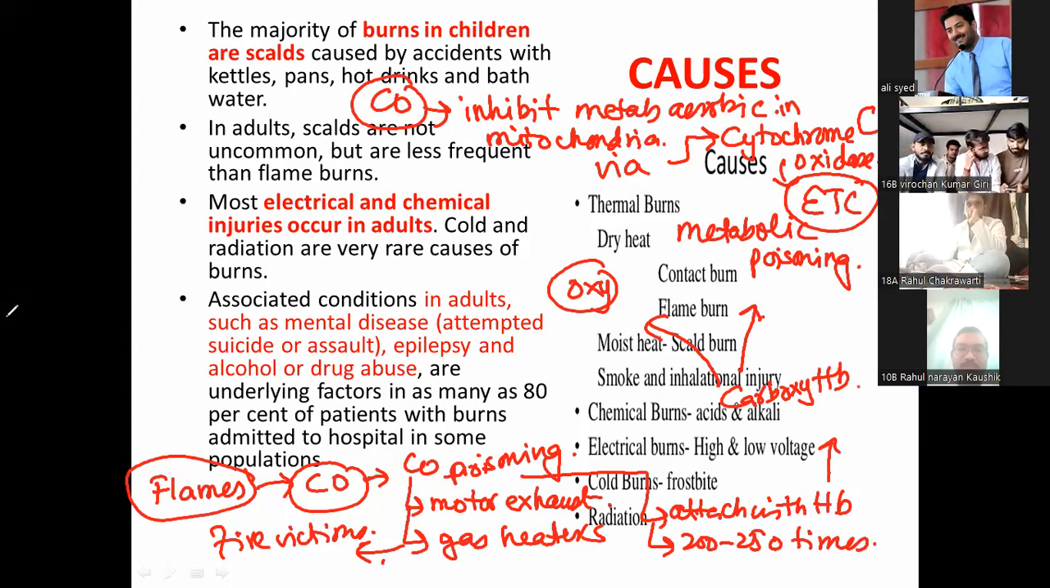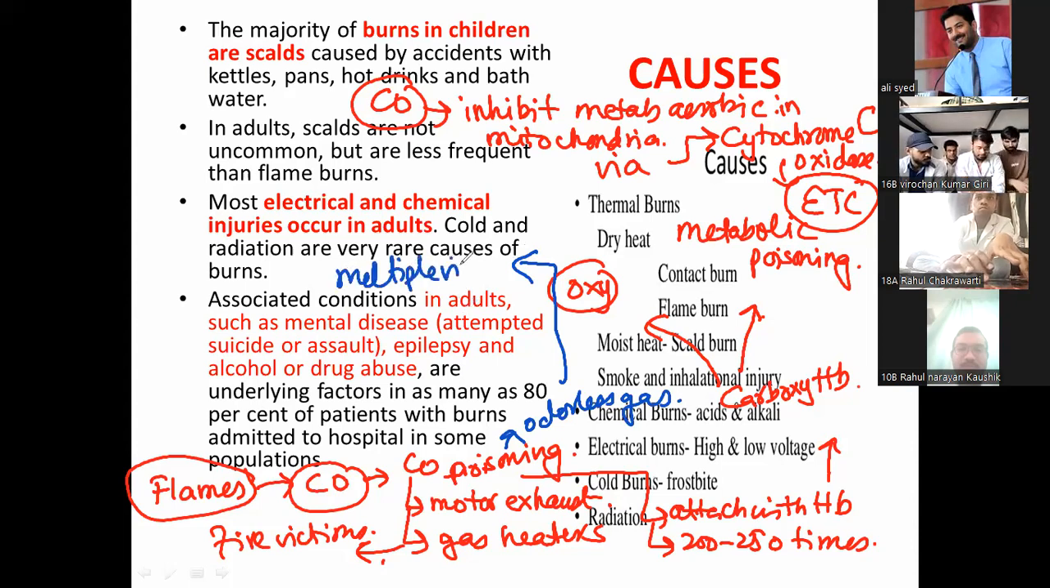Because in CO poisoning, please remember this very important point, it is an odorless gas. And whenever they give you a scenario of carbon monoxide poisoning, there will always be multiple victims involved. Not just one person's death, multiple victims involved.